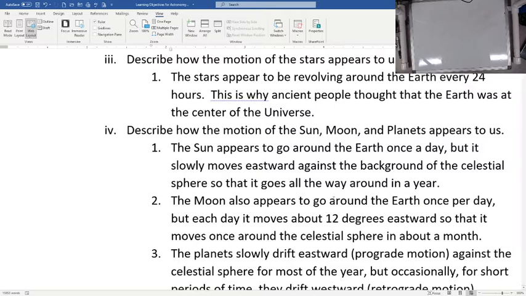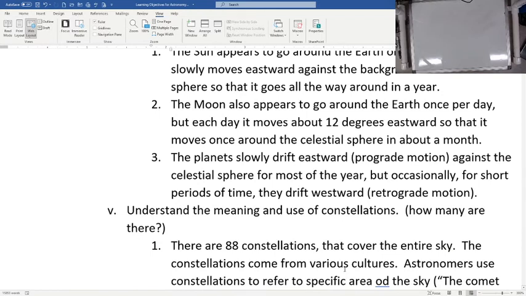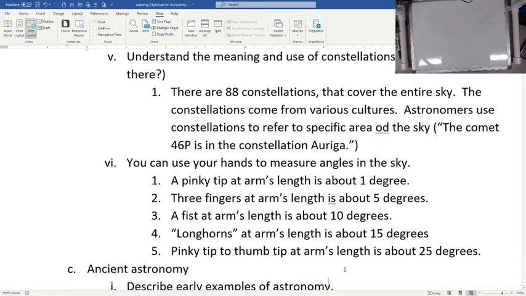The planets, just like the sun, are slowly drifting eastward. This is called prograde motion against the celestial sphere, but occasionally, for short periods of time, they drift westward. This was very confusing to ancient people, but we'll talk about it more as we go, and I'll give you some pictures of it. We've already talked about the constellations a little bit.